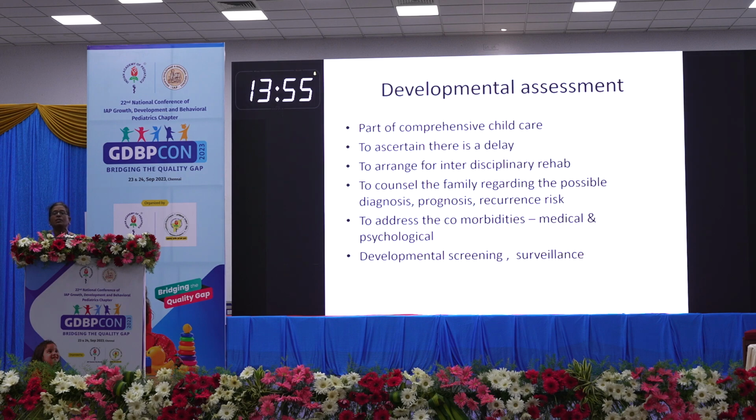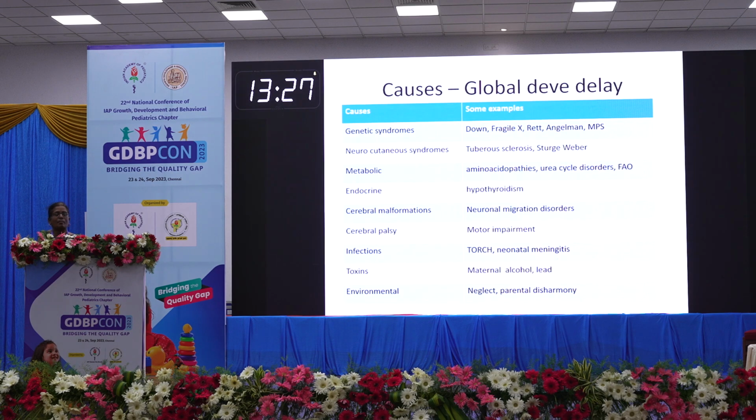Then comes the developmental assessment. This is a part of every comprehensive child care visit. The objectives include to ascertain whether there is a delay, to arrange for interdisciplinary rehabilitation, to counsel the family, to address the comorbidities, and of course we have two types. One is surveillance, which is longitudinal, and the other is developmental screening. Again, in screening we have definitive tests and screening tools. These things will be discussed tomorrow in a detailed manner; there is a separate session on developmental screening tools. So coming to the causes for global developmental delay, it could be a genetic syndrome, chromosomal disorder, cerebral dysgenesis, endocrine problems such as hypothyroidism, intrauterine infections, toxins, or environmental.